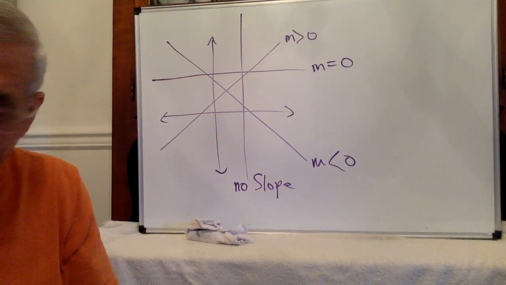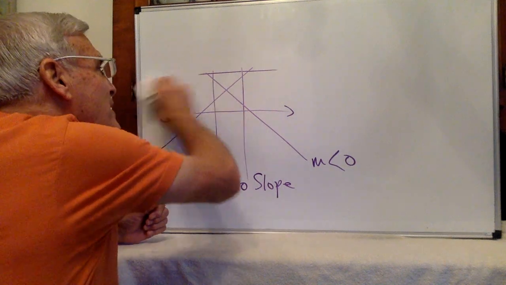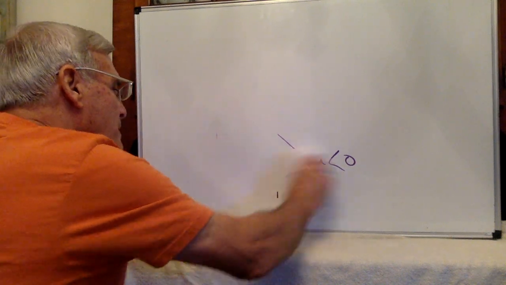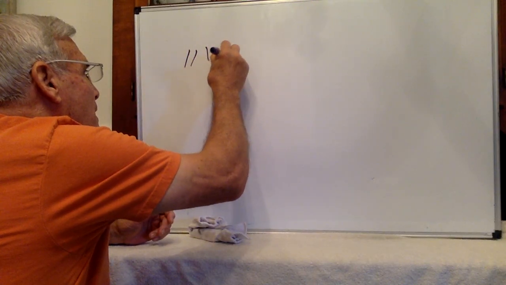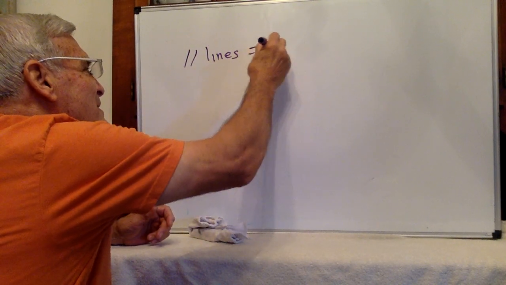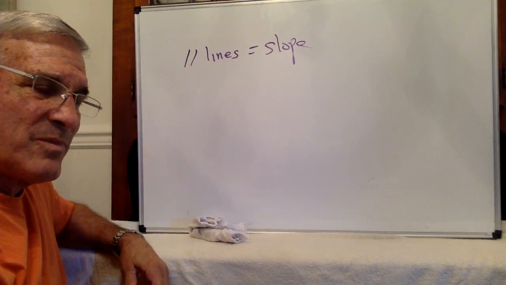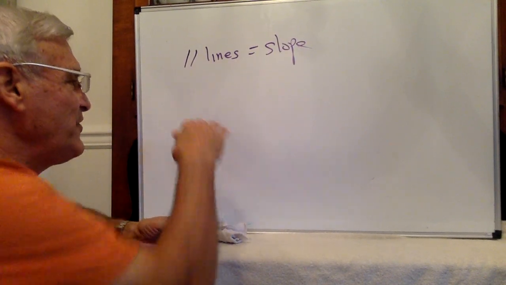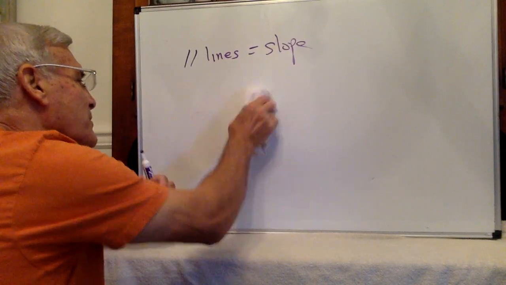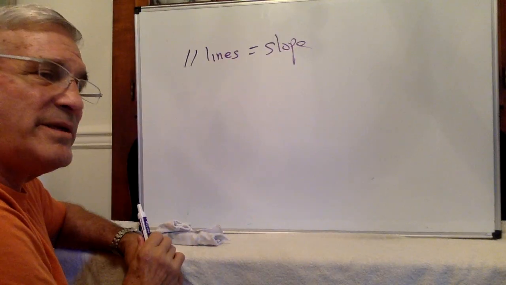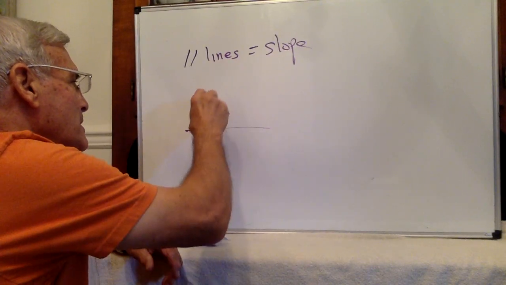Okay, and then we got a couple of rules. Parallel lines have equal slope, with one exception, if you have 2 horizontal lines. Excuse me, I take that back. Parallel lines have equal slope, with one exception, if you have vertical lines.